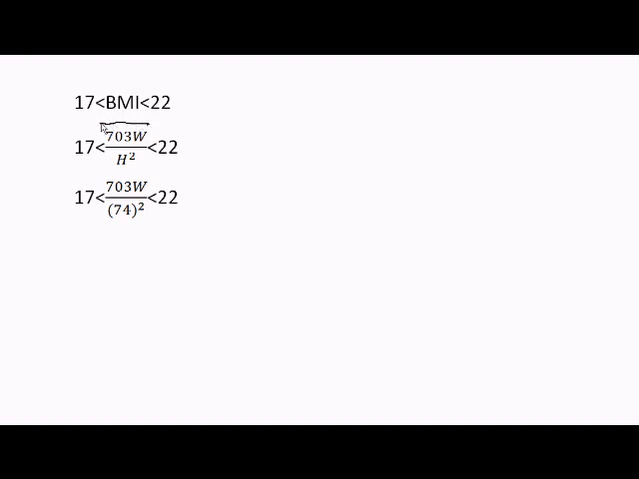Okay, so the first thing is a body mass index between 17 and 22. The formula for body mass index above was 703 times W divided by H squared. Remember, H is the height of the person you're doing. I'm doing myself. My height was 74 inches. So the formula uses your height squared, so I'm going to square my height.